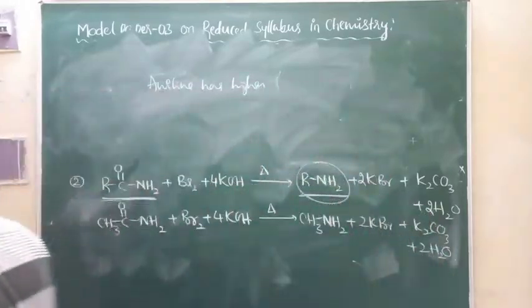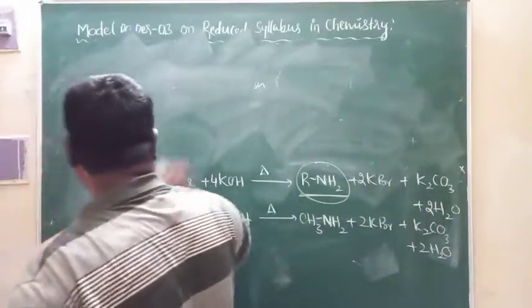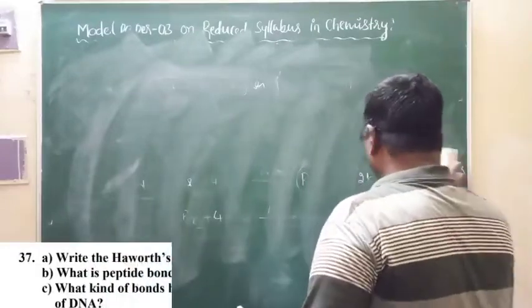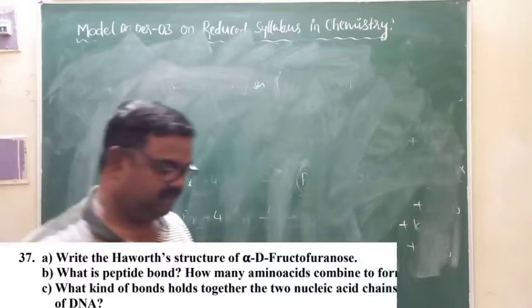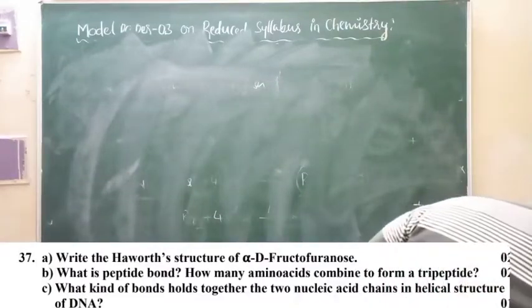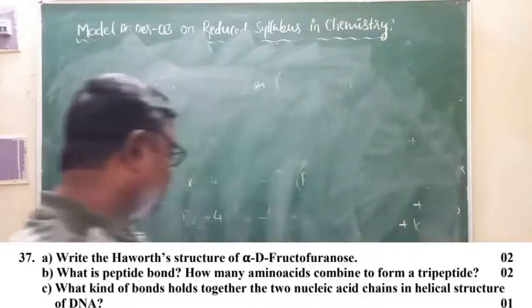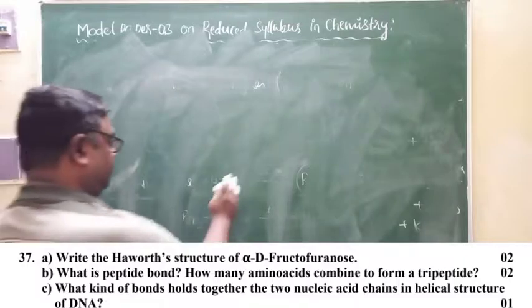Question 37, the last question of model paper 3, is from the biomolecules chapter. Write the Haworth structure of alpha D fructofuranose. Second, what is peptide bond? And we have one sub question: how many amino acids are combined to form tripeptide? What kind of bonds hold together the nucleic acid chains in the helical structure of DNA?